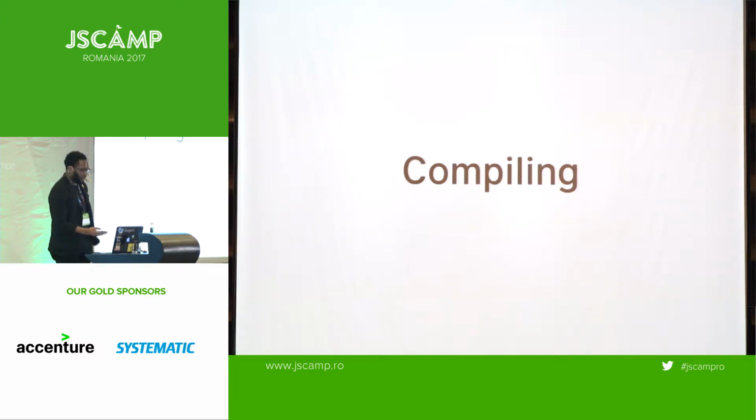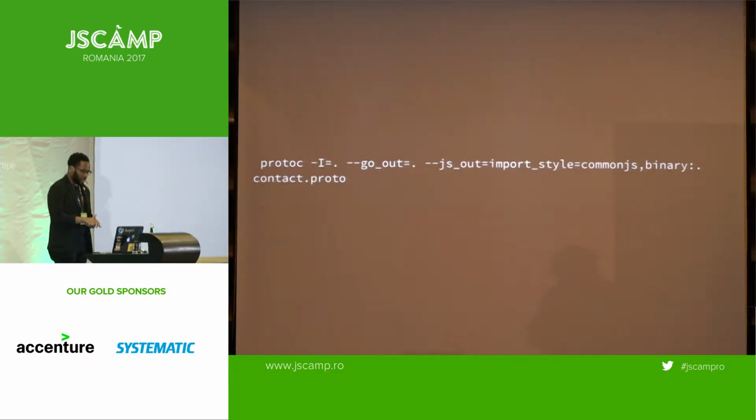So how do we actually compile them? Protobufs ship with a compiler out of the box called protoc, however you prefer to pronounce it. We can specify what languages we want as output and the protobuf file that we want to compile. In this case, we're going to be generating a Go file from the protobuf definition and also a JavaScript file.